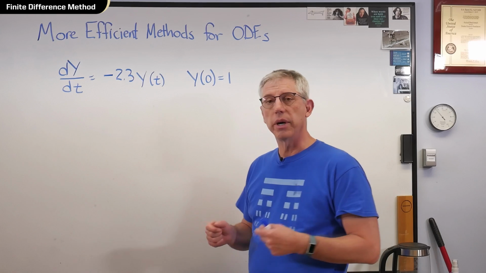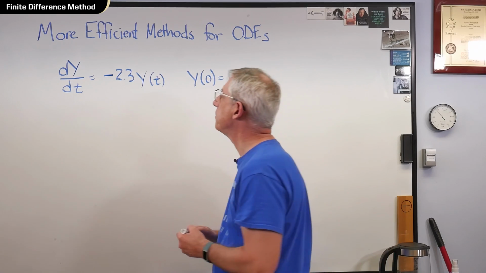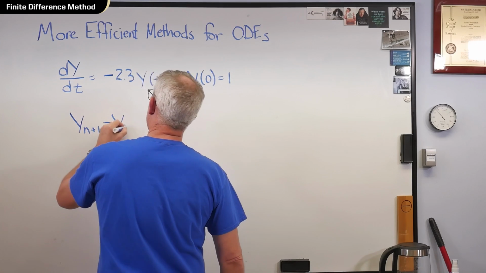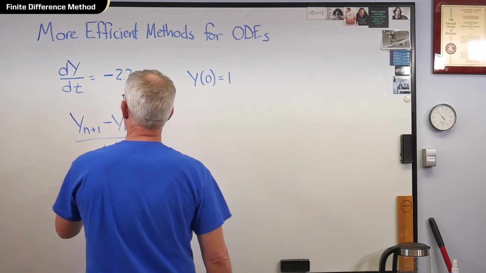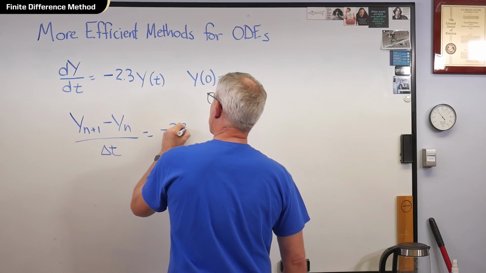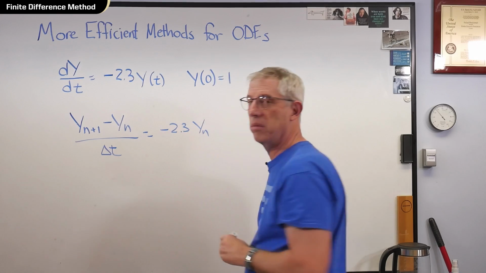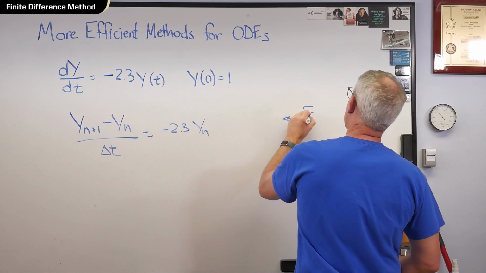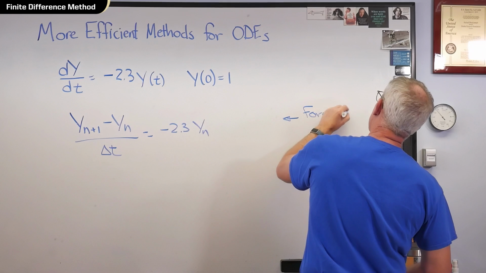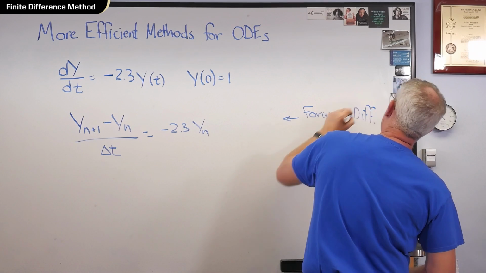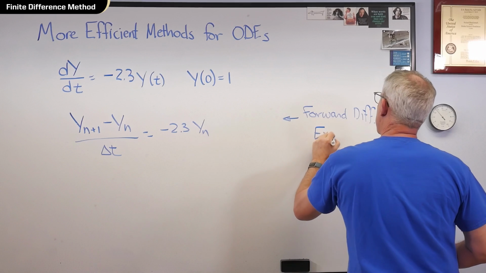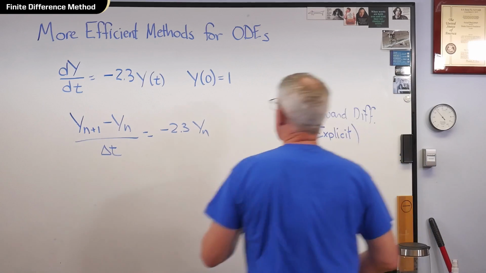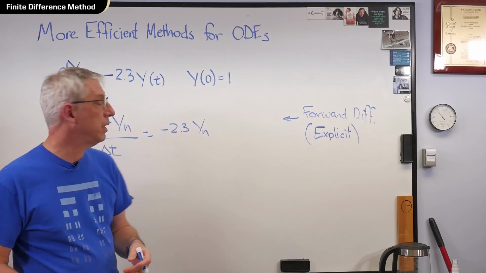So let's start by just solving this using a finite difference method. Let's go ahead and say that (y_{n+1} - y_n) / dt equals minus 2.3 y_n. All right, we've seen this before. This is called a forward difference, and that's also called an explicit method. Let me write this out here for you. All right, I'll write that out here. There we go. So those are the two names you normally see associated with this.